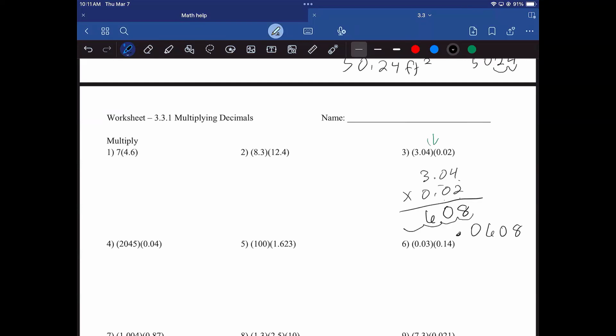Now, for some people, that might cause some confusion. Matt, how come if I'm multiplying, I'm getting a smaller number out than I start with? Because I mean, 3.04 is a larger number, and here I'm multiplying by a really small number, I would think. How come I'm getting a smaller number?